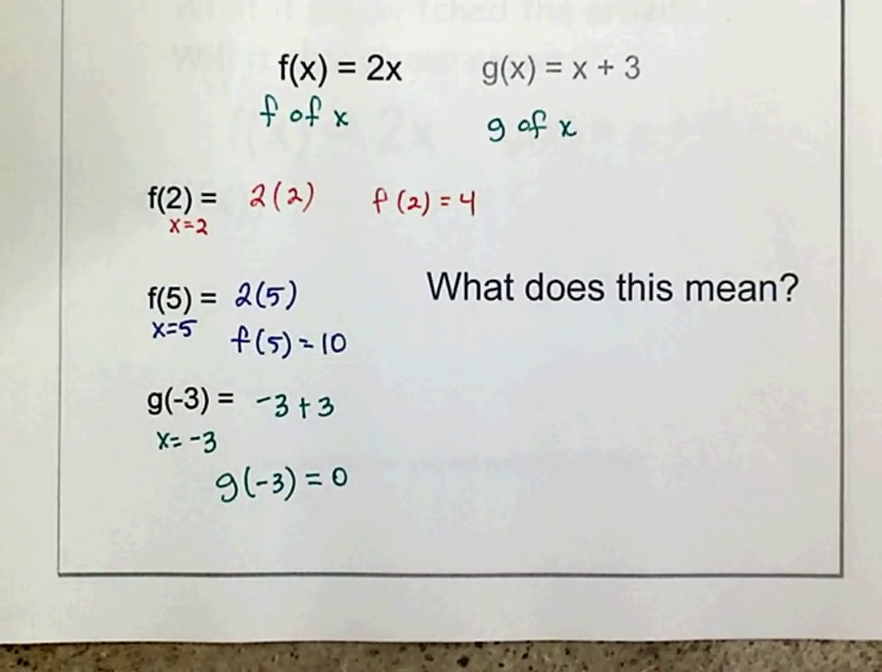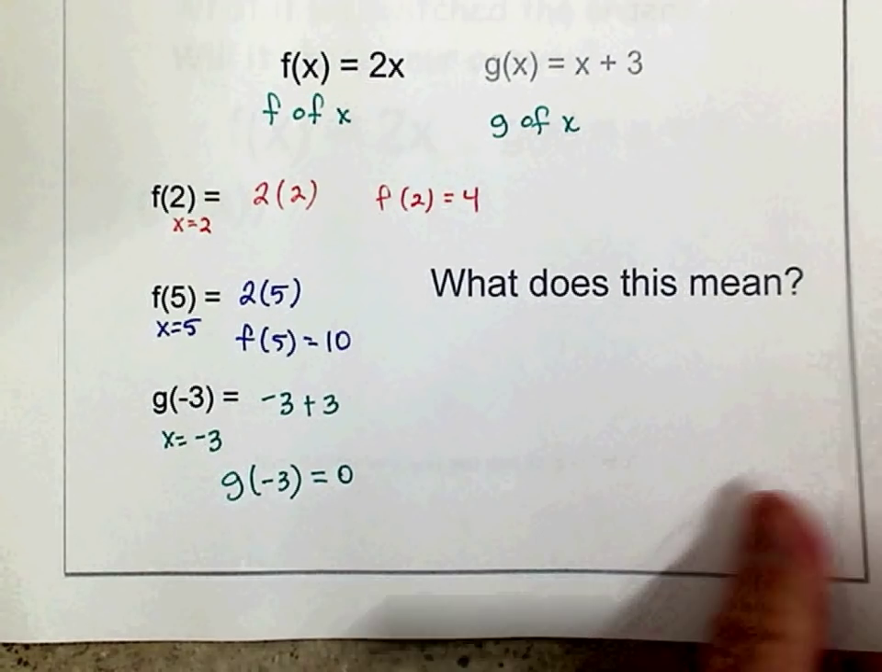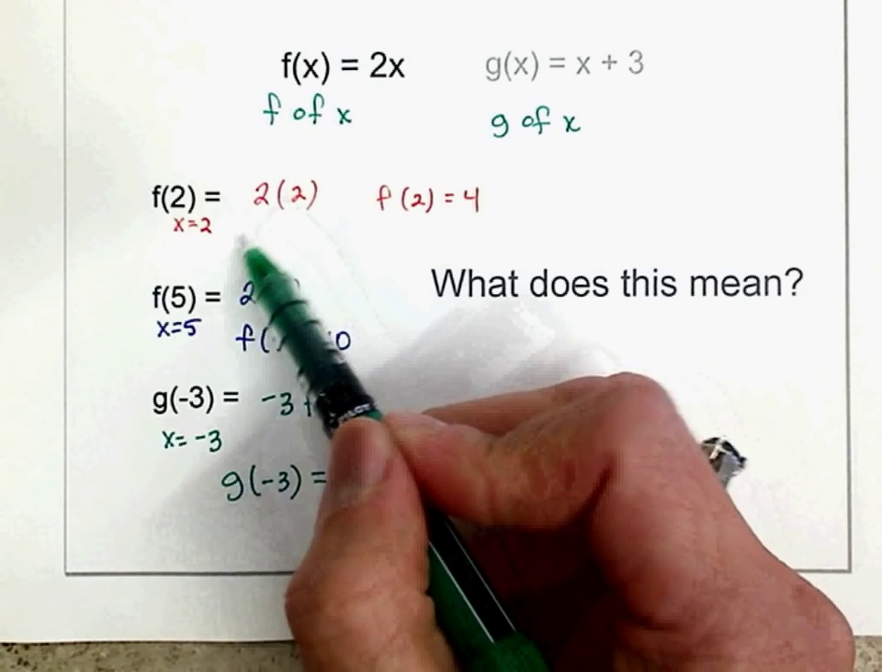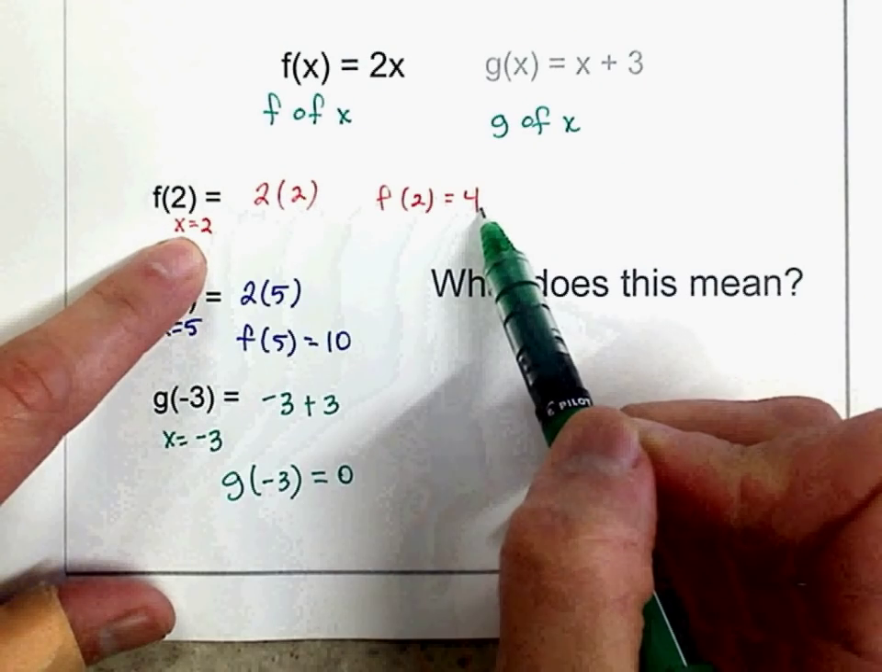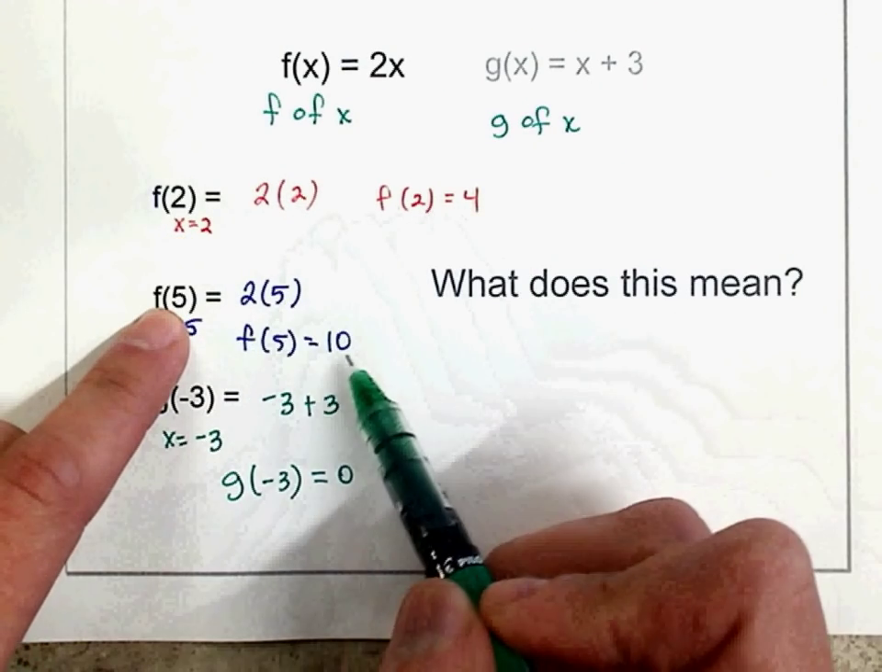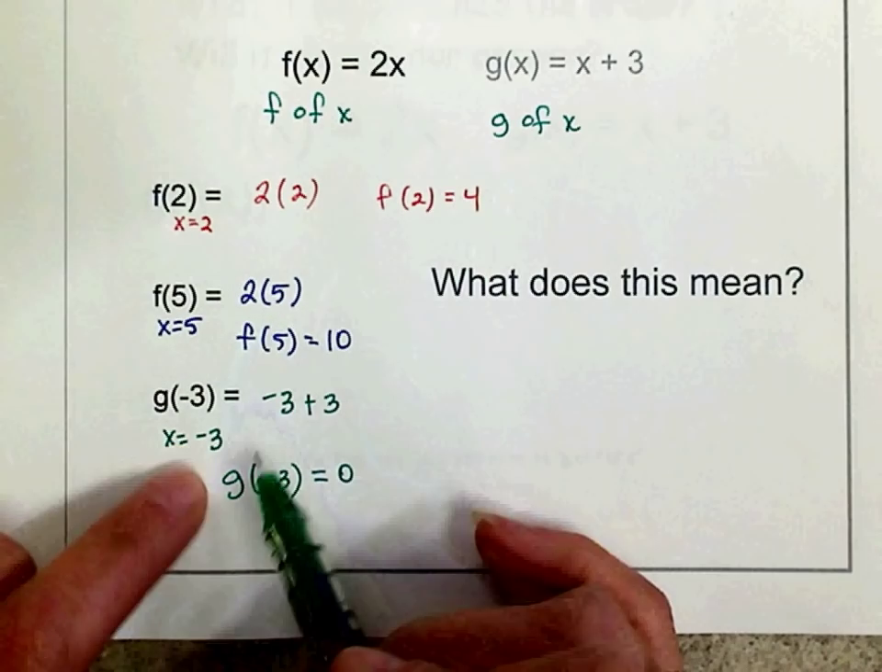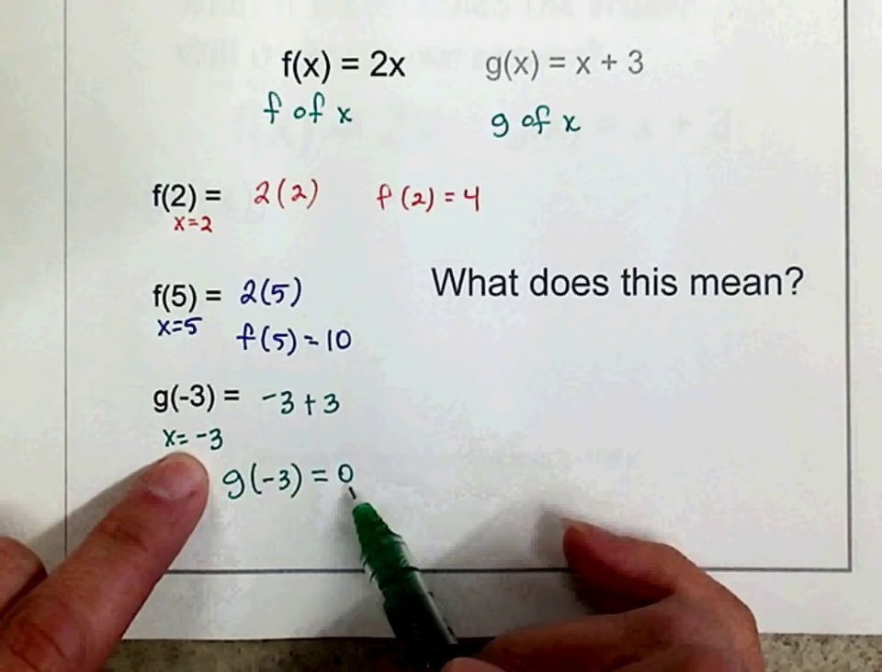And there you have it. What does this mean? It just means you're plugging it in and substituting: if x is 2, my y is 4. If x is 5, my y is 10. And if I were to graph this, this would be linear. If my x is negative 3, my y is 0 for the g of x.